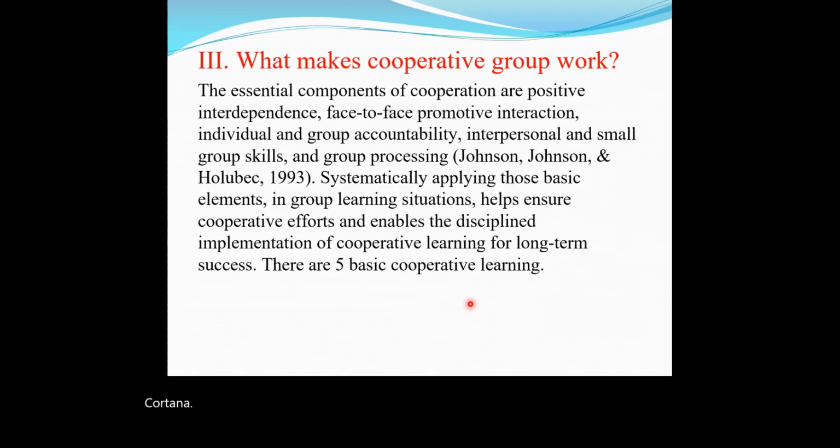Number three, what makes the cooperative group work? It's so important. The essential components of cooperation are positive interdependence, face-to-face promotive interaction, individual and group accountability, interpersonal and small group skills, and group processing. This is a quote from Johnson and Holubec.